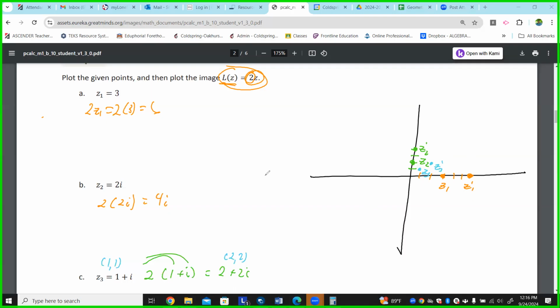All right, I don't have any room, so I'm going to write my d up here. d was z4 equals -4 plus 3i. What am I going to do to that guy? Well, same thing. I'm just going to take the 2 and I'm going to distribute it out.